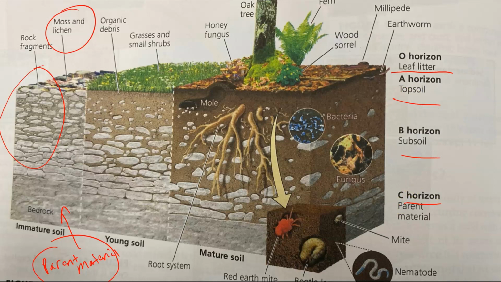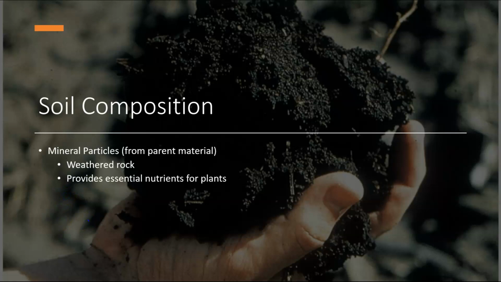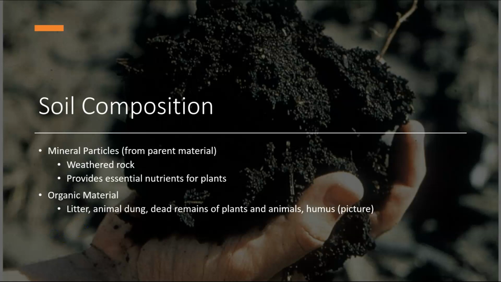All right, so soil is a mixture of mineral particles that come from the parent material and organic material from living organisms that grow in the soil and then die and decompose. So the composition of soil, like I said, is mineral particles from that parent material, organic material, so leaf litter, animal dung, dead remains of plants and animals, right?